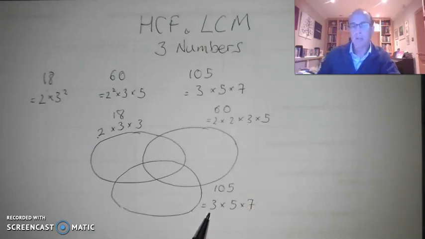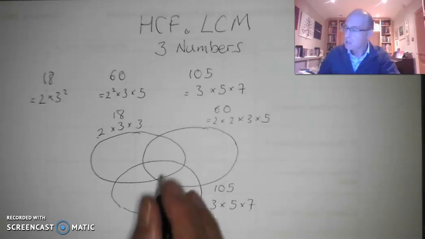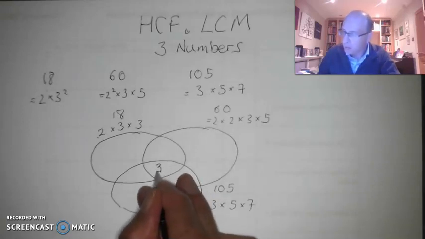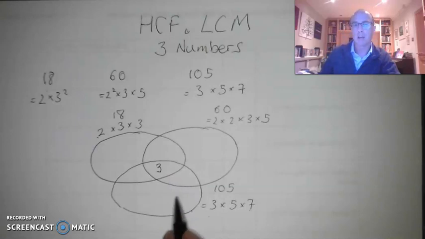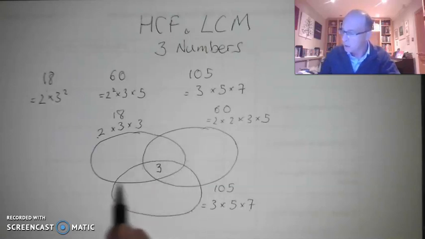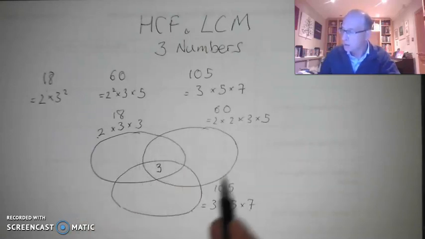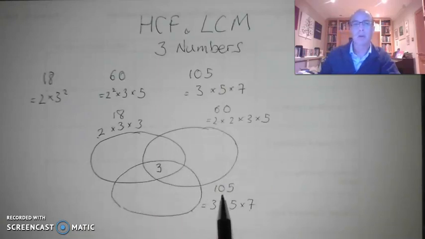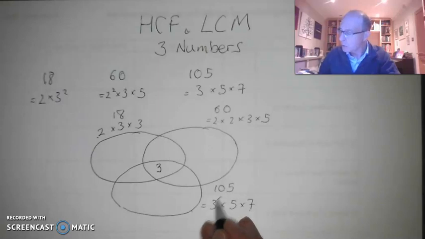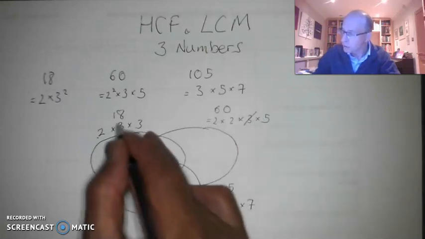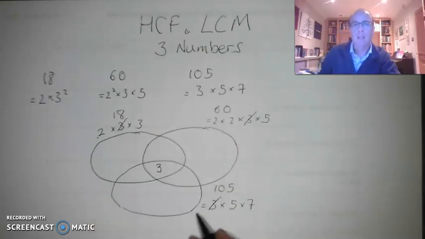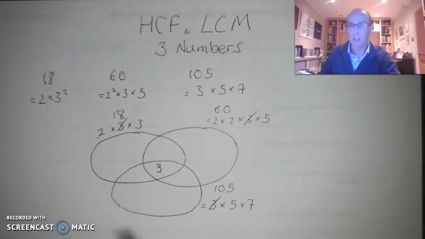So 3 is a common factor of all three numbers, so it's got to go in the very middle of my Venn diagram. So it's inside this circle, it's inside that circle, and it's inside the bottom circle for my 105. So I've used 3, I'm going to cross it off. I know that I'm not going to use it twice.